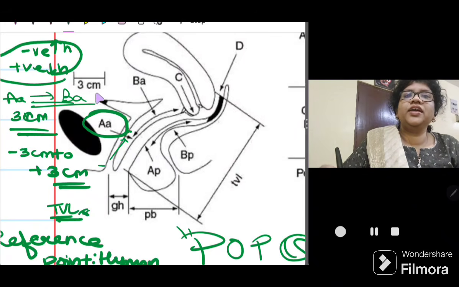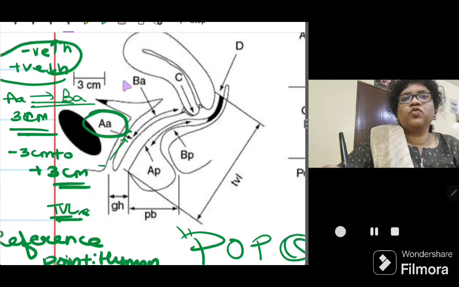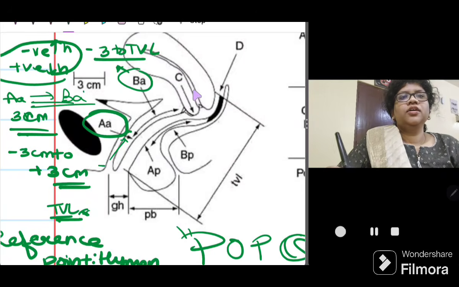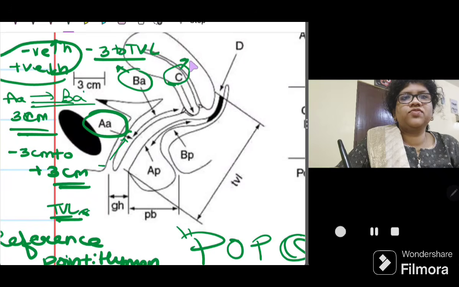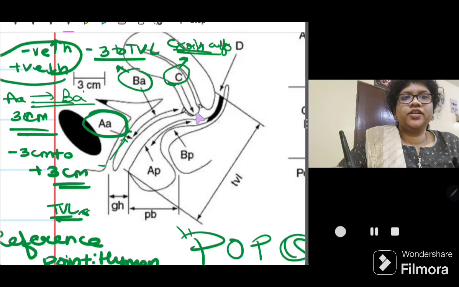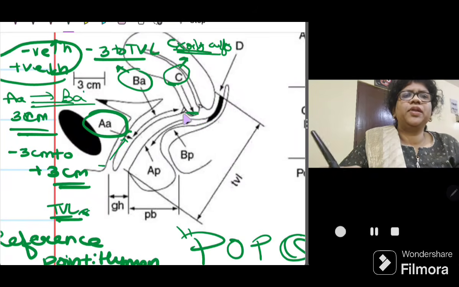So BA is from -3 to TVL, that is the total vaginal length. Next is the point C. Point C stands for the cervix or the vaginal cuff. So you can see this is the cervix, right? So this will be plus minus TVL.